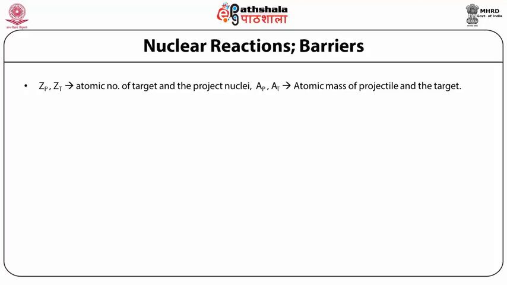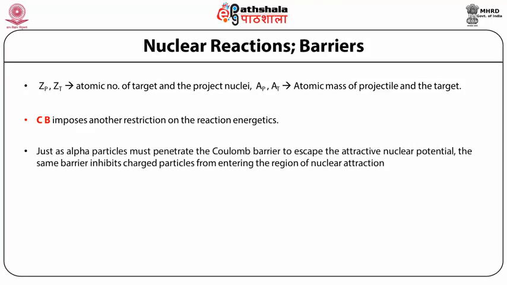So the conclusion is that the Coulomb barrier imposes another restriction on the nuclear reaction. The first restriction was imposed by the threshold energy, so the Coulomb barrier is on top of that. Just as alpha particles must penetrate the Coulomb barrier to escape the attractive nuclear potential, the same barrier inhibits charged particles entering the region of nuclear attraction. For a nuclear reaction to happen, the supplied energy has to be greater than the Coulomb barrier, that is VCB.